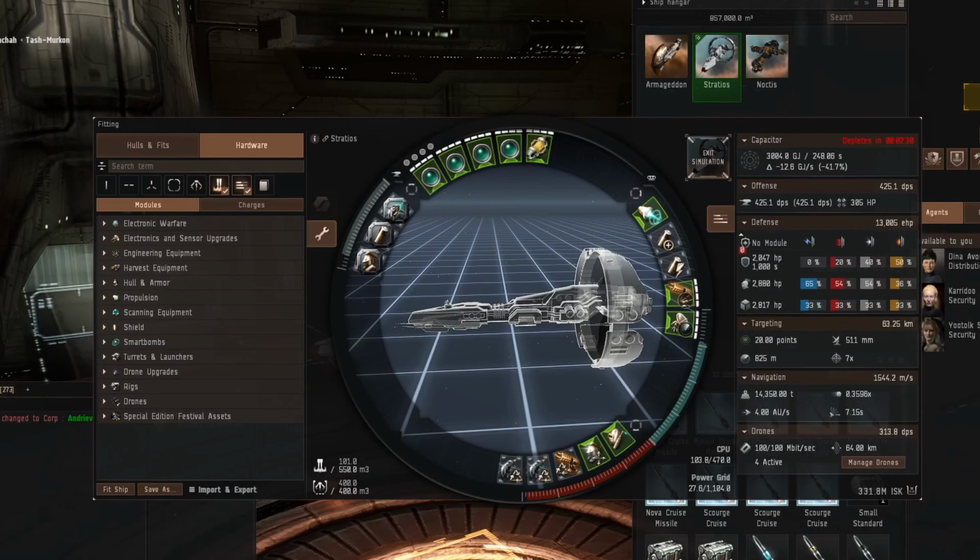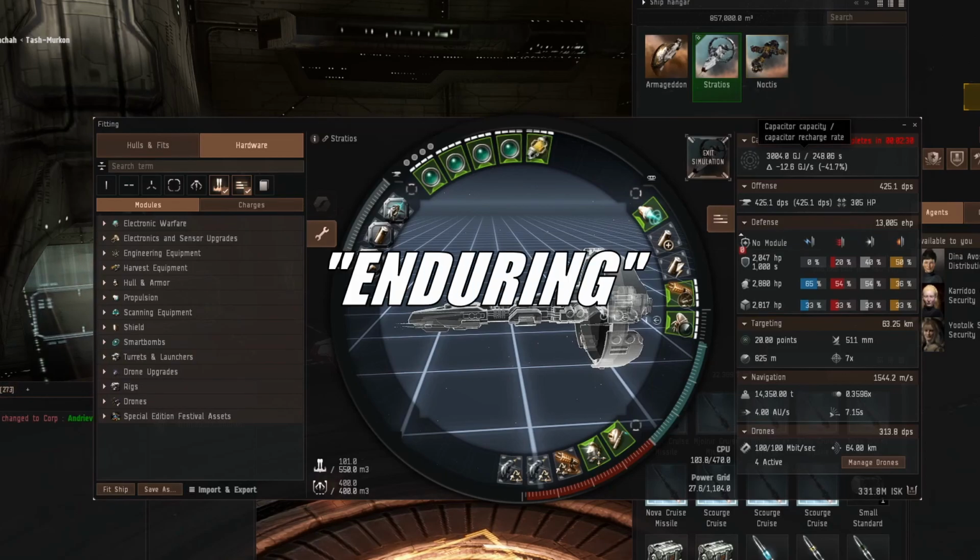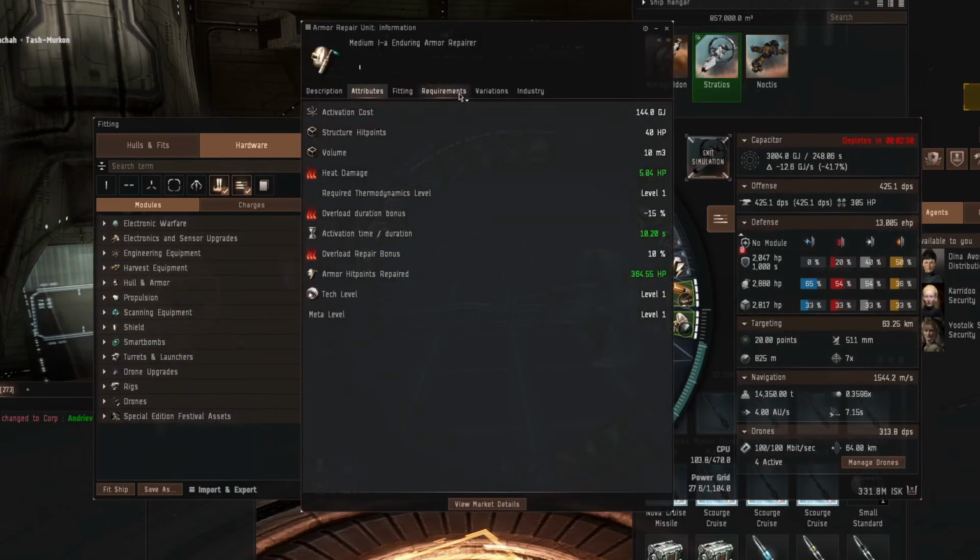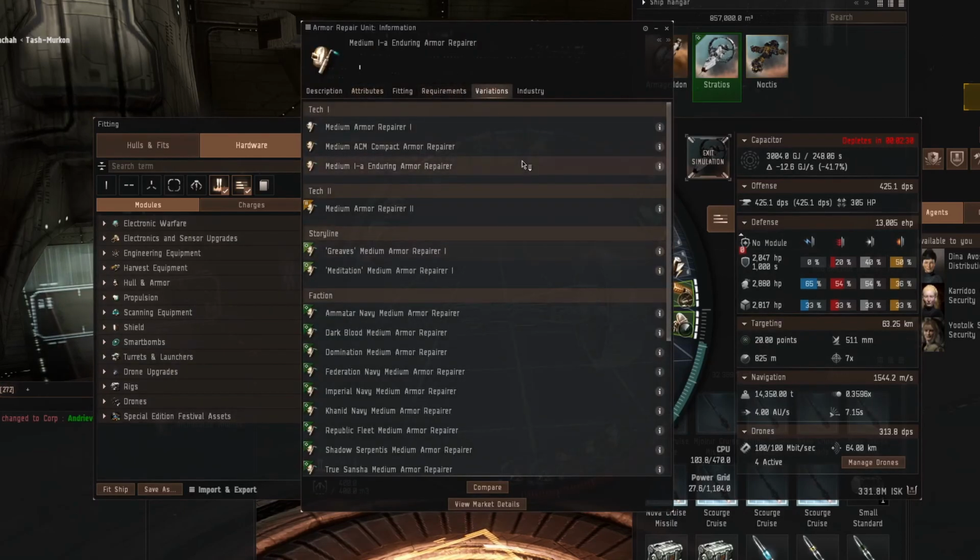So how do you improve the capacitor even if all this micromanaging still won't let you be cap stable or give you a long enough capacitor life for the activity you need to do? One way you can do it is to use enduring versions of modules, which is what we have here, an enduring armor repairer.